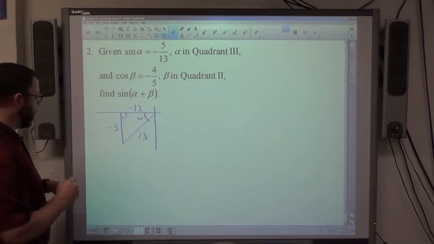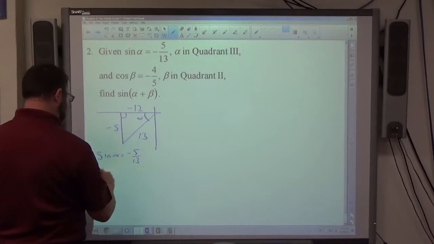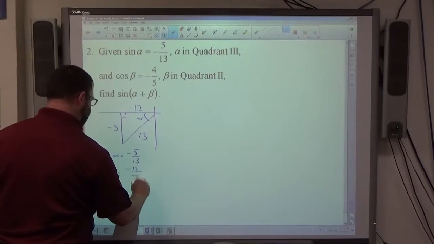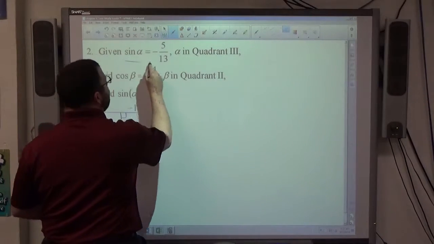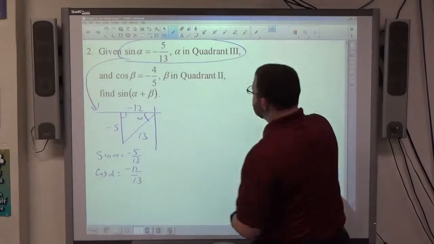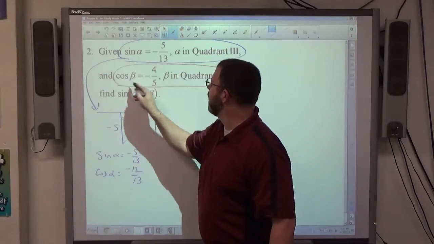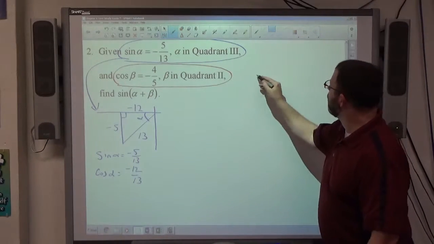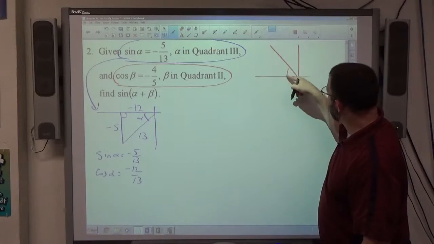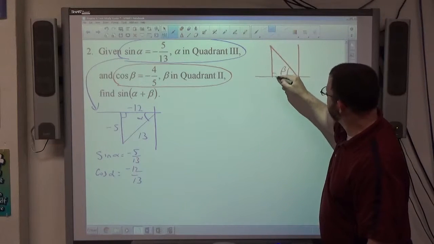That gives me a sine of alpha, of course, is negative 5/13, what they gave me, but now I know cosine of alpha is also negative 12/13. So all that right there created this right here. The other information I've given is beta is living in quadrant 2, and cosine of beta is negative 4/5. So if I draw a quadrant 2, put a vector out into quadrant 2, draw my angle from the vector to the x-axis, there's angle beta.